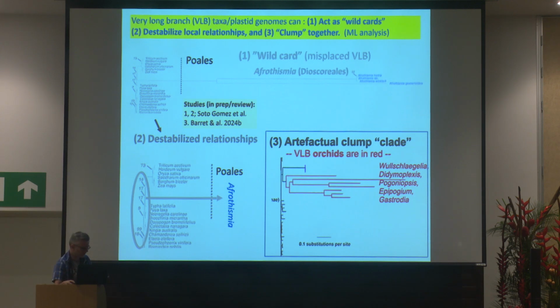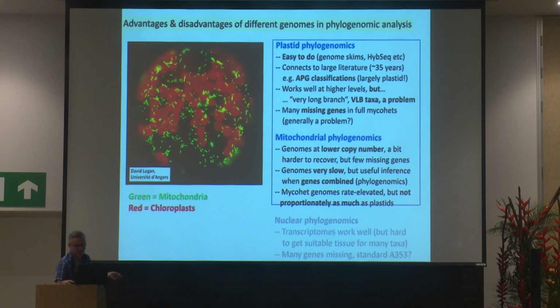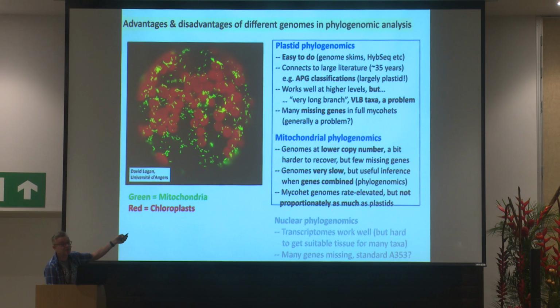So what can we do about that? I'm not going to go through this initially. I don't have time, but I'll leave this as a final slide as a possible discussion point. But I just want to point out a few things. I think we're maybe at the transition, for the very long branch mycoheterotroph taxa, of partly abandoning plastid phylogenomics and using other genomes. I'm going to focus on the mitochondrial genome today because I think they've been badly neglected.